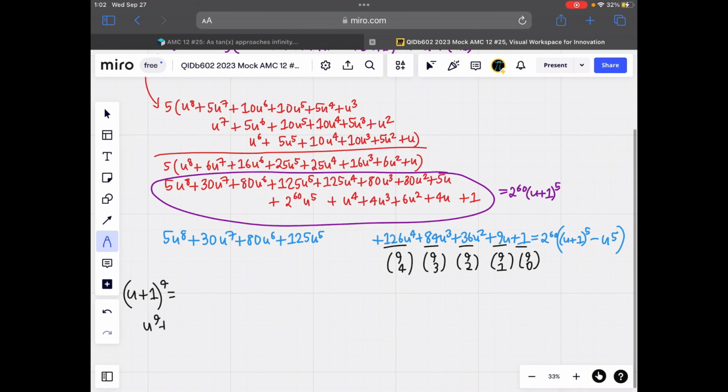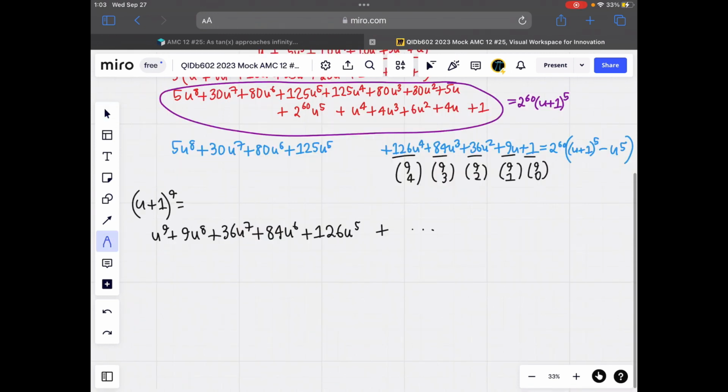We have u^9 + 9u^8 + 9 choose 2 u^7, which is 36u^7, plus 84u^6, plus 126u^5, and then all the remaining terms are the same as these ones. So what do we have to subtract from (u + 1)^9 to get what we have up here?